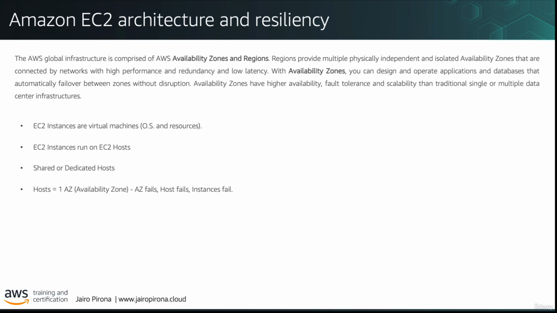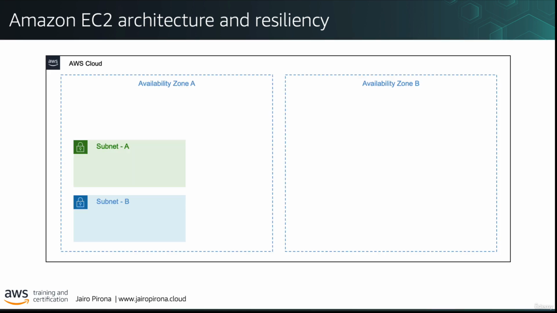Now let's see what this looks like visually. This is a simplification of the US East 1 region. I only have two AZs represented as AZ A and AZ B. And in AZ A, I have represented two subnets, subnet A and subnet B. Now, within each of these availability zones, there's an EC2 host. These EC2 hosts run within a single availability zone.